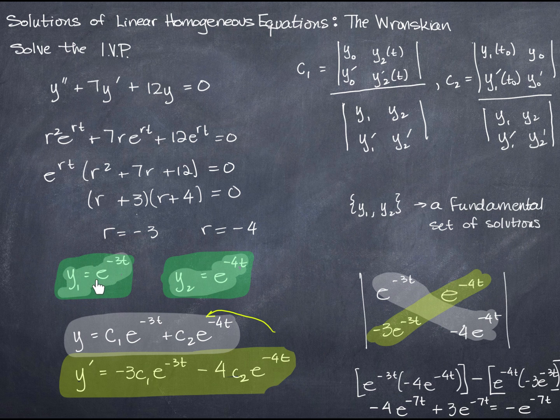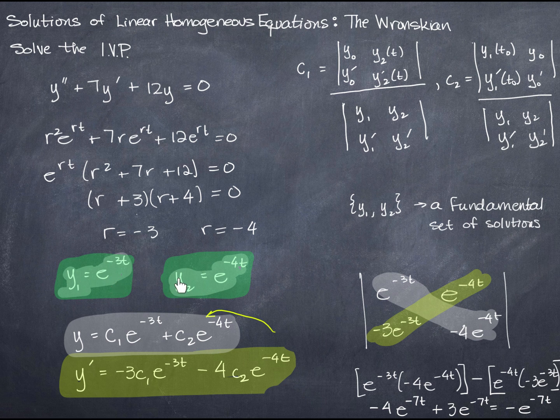In this case, C1 is 1 and C2 is 0. And in this case, C1 is 0 and C2 is 1. That's just one particular way of writing this general solution using specific values for C1 and C2. And here's another, but there are others, right? So this is a fundamental set of solutions. It's not the only potential one. But that's what we're going to call this collection of two solutions.